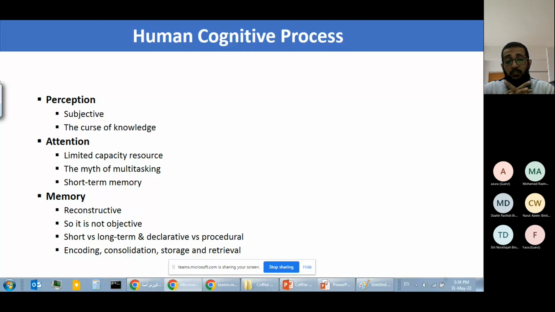The final aspect of cognitive processes in humans is memory. Very shortly, a few points about memory that might be useful when we talk about strategies. The first thing is that memory is reconstructive. It is not objective. Reconstructive means it is not like a library, not like a hard disk, not like RAM. Many people use the analogy of computer memory or a library when they talk about memory, which is wrong scientifically, according to cognitive psychology.